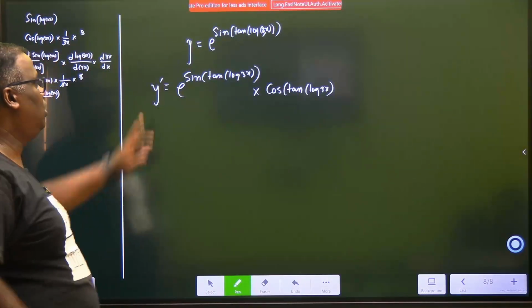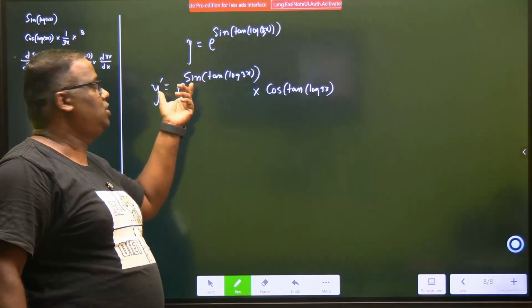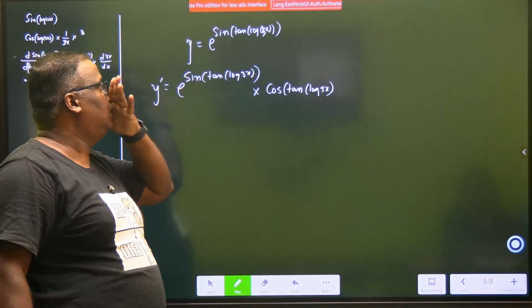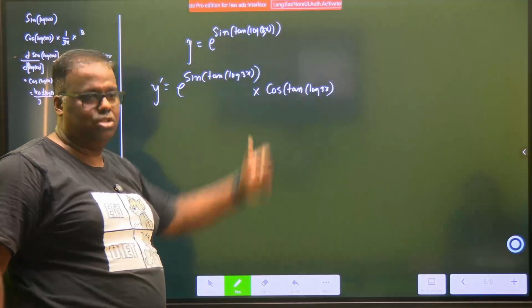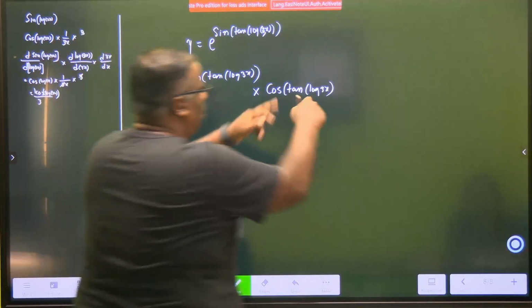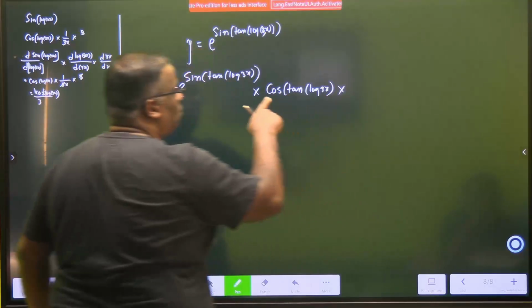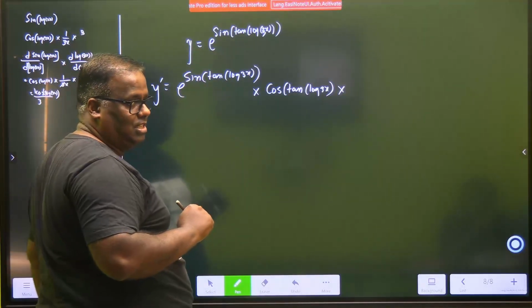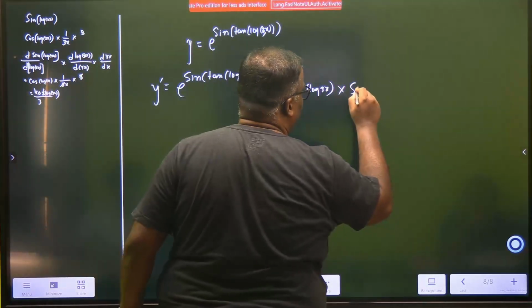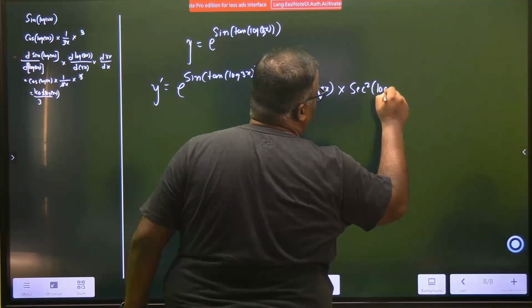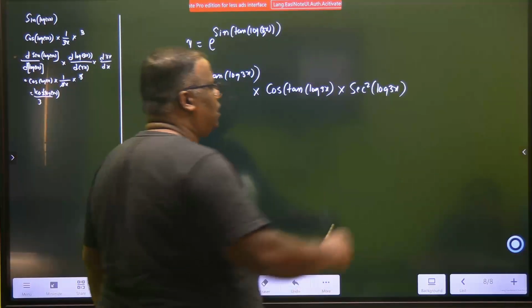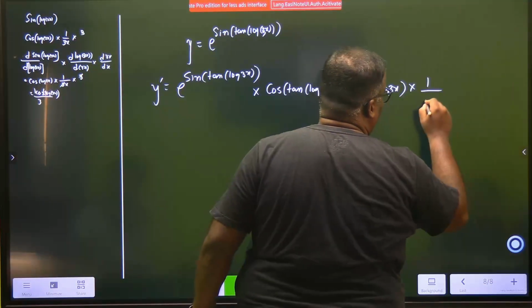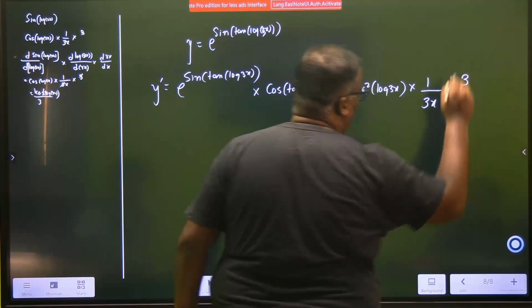Okay, so we got the exponential function is always the exponential function. Then we have sine dog. Sine dog becomes cos dog. Now this is the dog. So it is tan of log 3x. So tan function becomes sec square log 3x. Agreed? Now log 3x will become 1 by 3x. And then this becomes 3. You've got it.